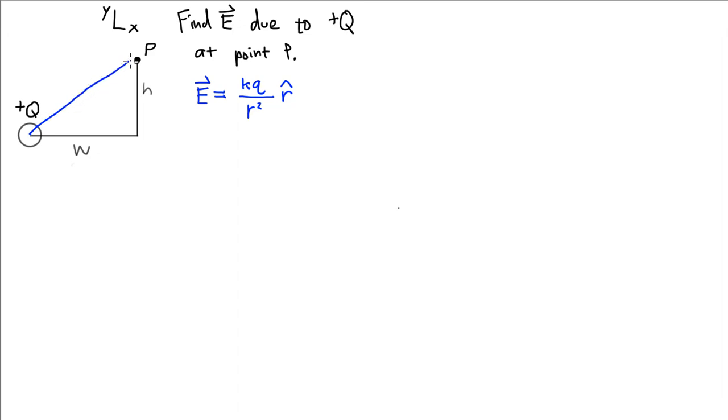So I'm going to draw it out here. This is our R vector. And then R hat is the unit vector version of R. And of course, plain scalar R is the magnitude of R. So let me just write down what these R vectors are.